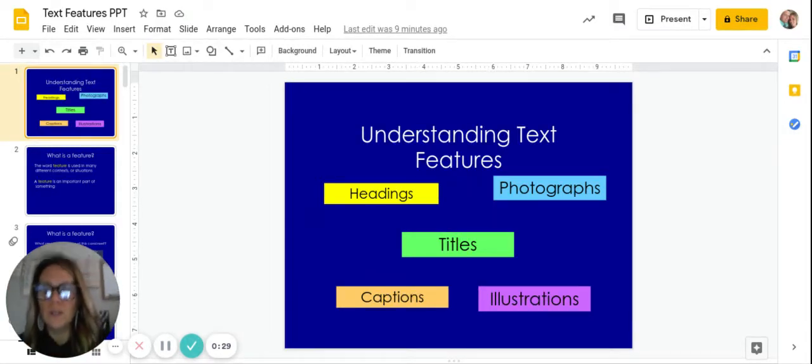And my light just went off. That's fun, right? The joys of technology.